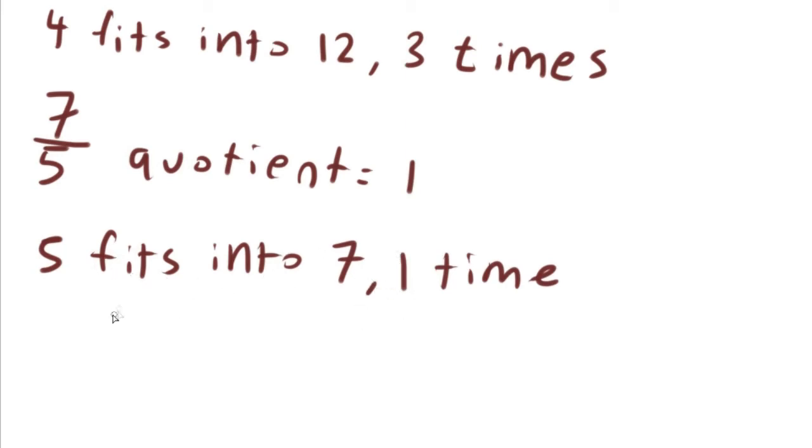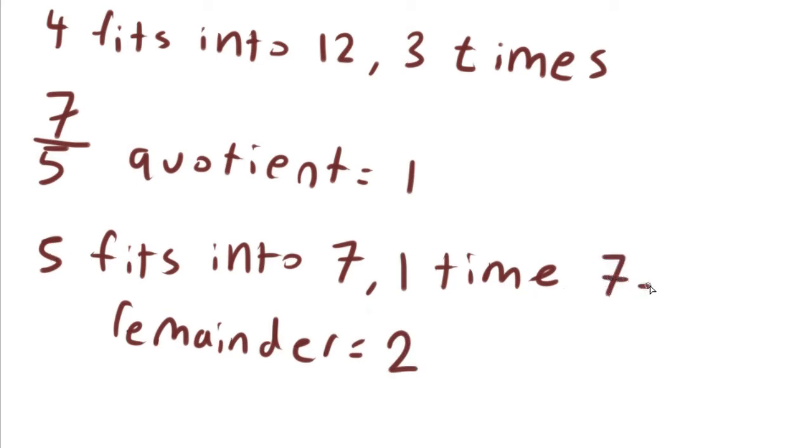So in this case there's also a remainder. In the other cases the remainder is 0, but in this case the remainder is equal to 2. Because once you've taken the 5 out of the 7, so 7 minus 5, you have 2 left over.